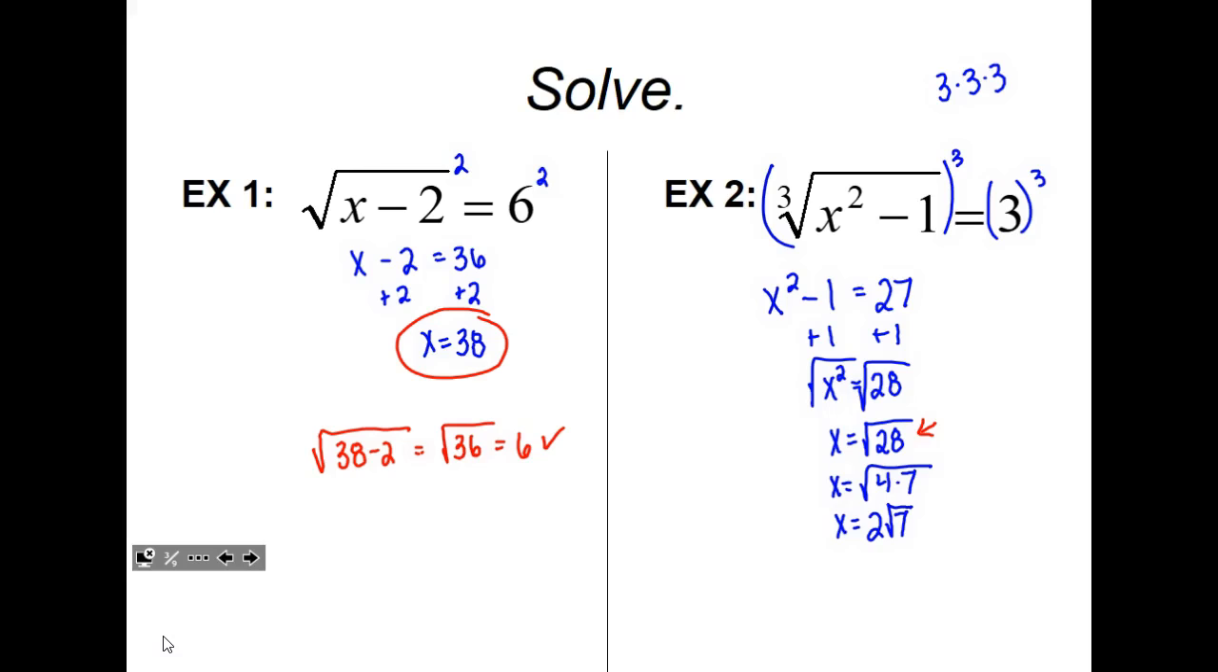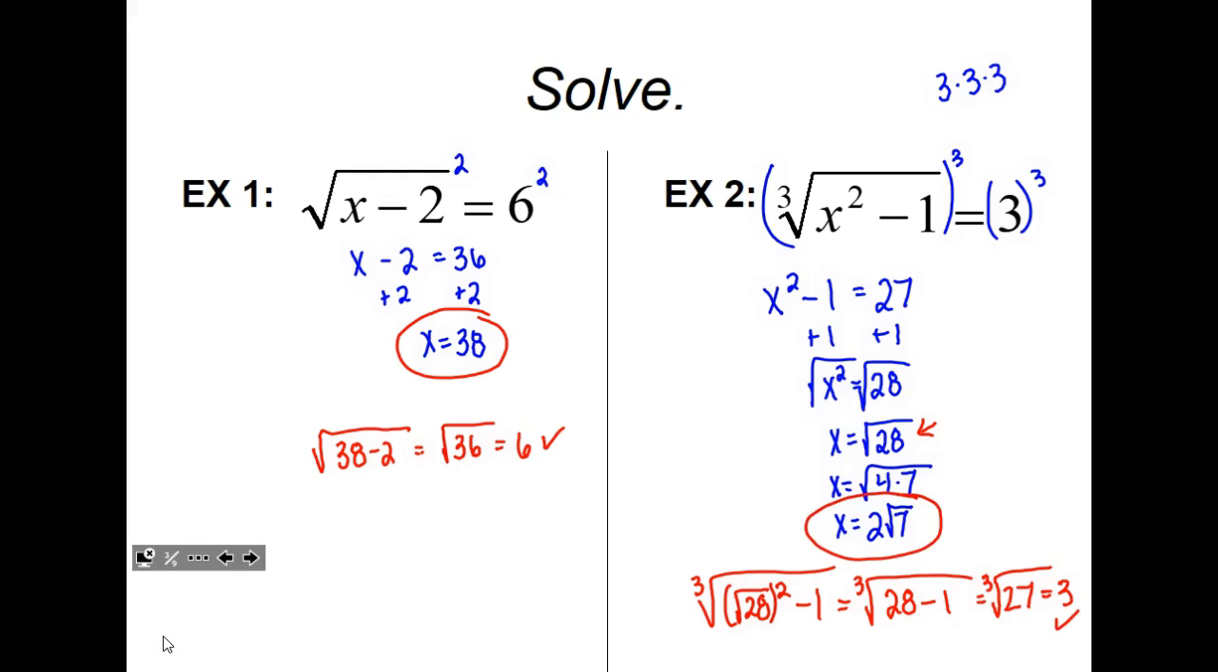So if we plug this back in to check, we've got the cube root of the square root of 28 squared minus 1. When we square the square root of 28, we're just going to get 28. And 28 minus 1 is 27. The cube root of 27 is 3. So we know this is correct, and our answer here is 2 times the square root of 7.